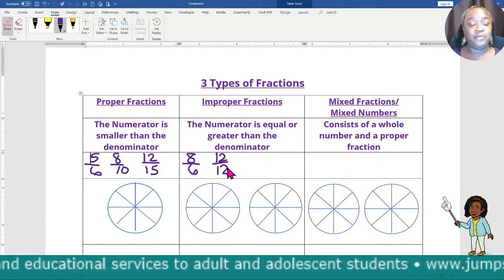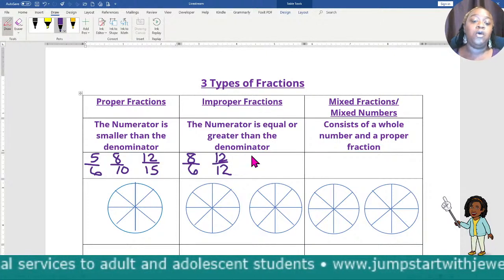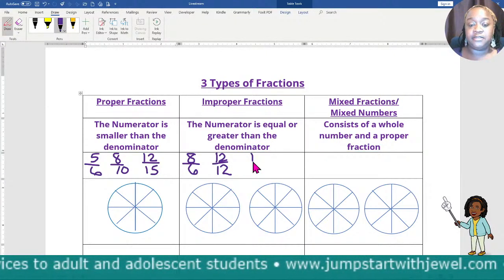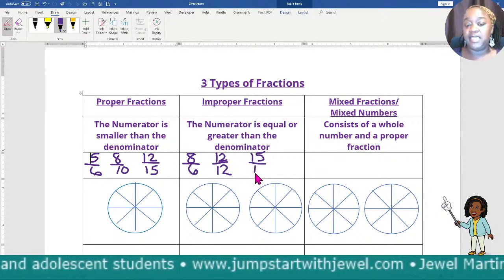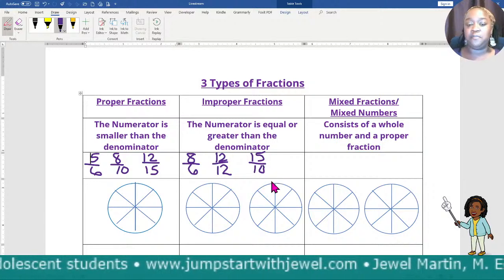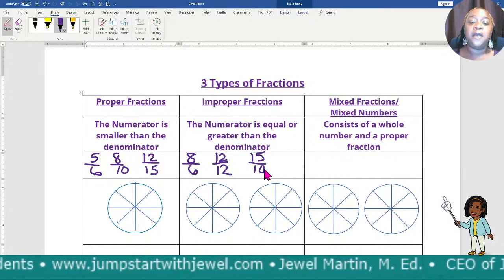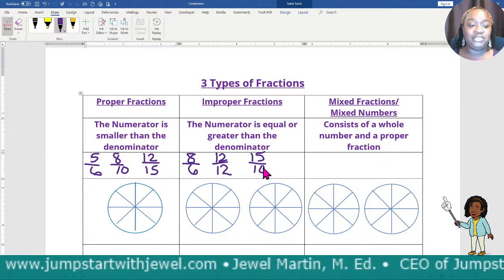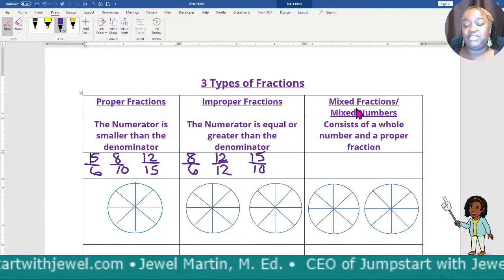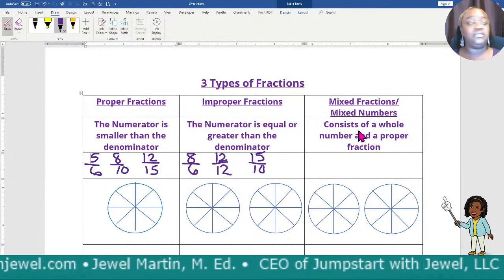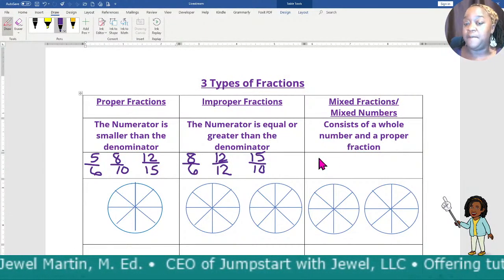Sometimes they show them like that, and we don't leave them like that either. We usually just make that into a 1, a whole. Or you might have one where it's 15/10. Again, when you think about improper fractions, they don't make sense. Because how can you be considering or shading in 15 parts, but the total number of parts for the fraction is 10? So that's why they're usually converted to mixed fractions. And that's the next type of fractions. Either mixed fractions or also known as mixed numbers.